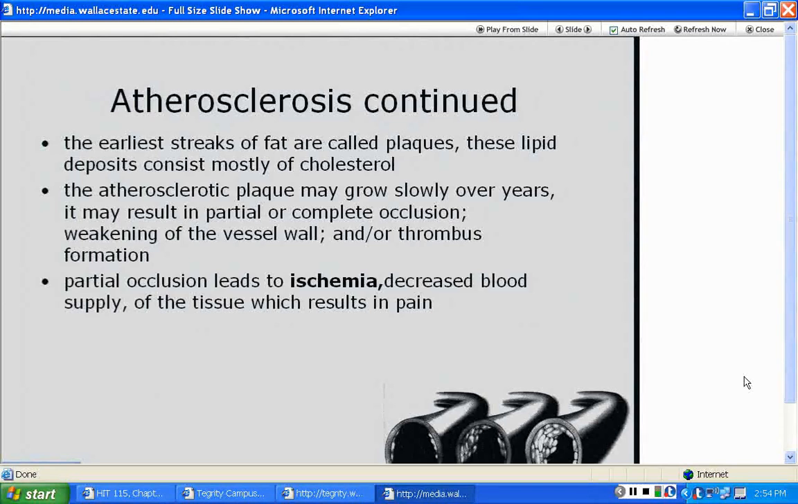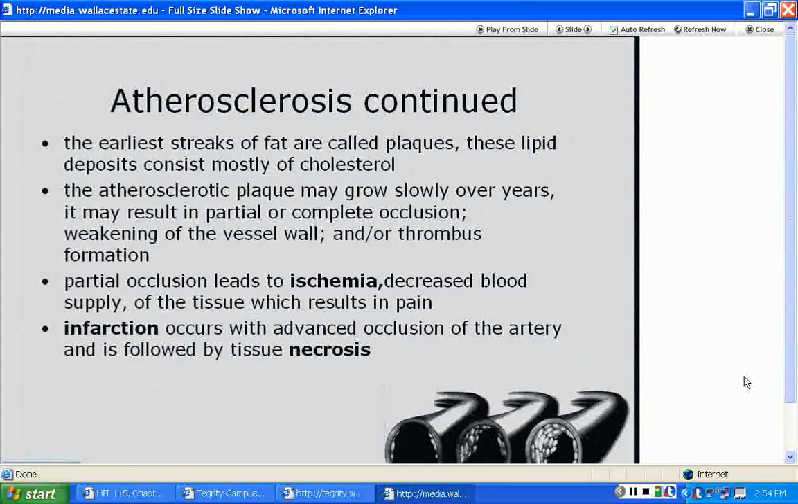That atherosclerosis will lead to ischemia, the decreased blood supply to the tissue, and that ischemia leads to infarction. Infarction is the actual death of the tissue. Tissue necrosis, infarction, either way, we're talking about dead tissue that's lost its oxygen and blood supply.